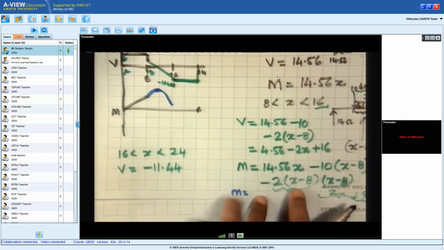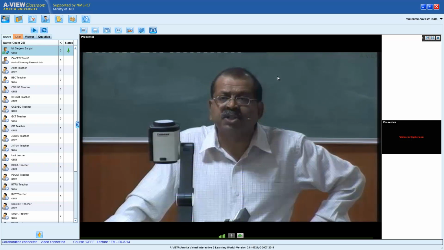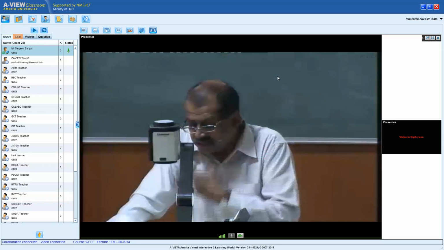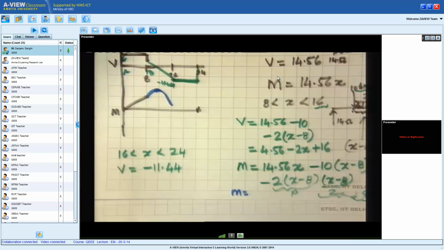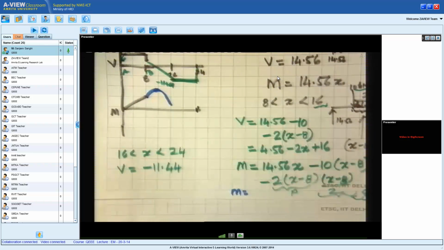See, what you realize is when you simplify this expression, this takes a form of y is equal to minus x square. The quadratic term is minus x square, then I think it is minus 20x or minus something x, and then plus something. There will be no jump in the value of bending moment.